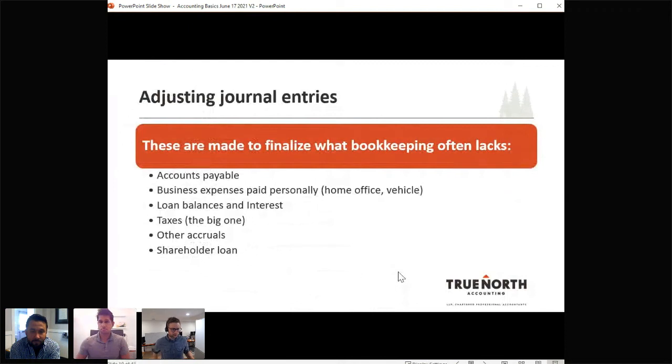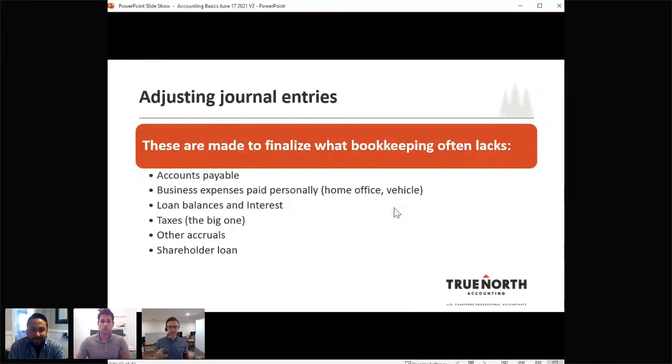Like Dill had explained, the bookkeeper gets the trial balance and general ledger in place, and then the accountants come in and do all the adjusting journal entries. The abbreviation for adjusting journal entries is AJE, so you'll see AJE a lot through the presentation. I just realized we didn't put that in brackets to let you know.